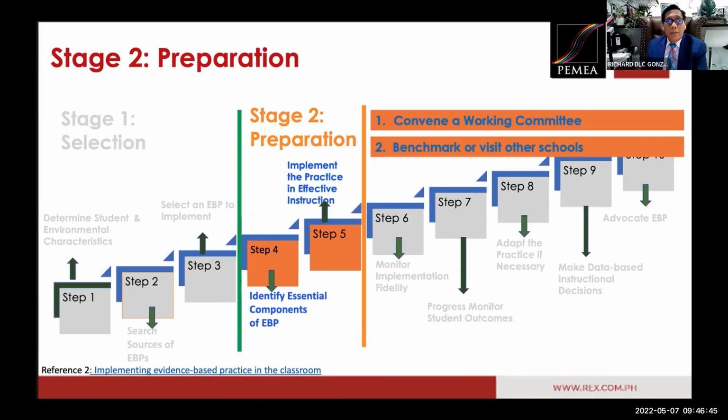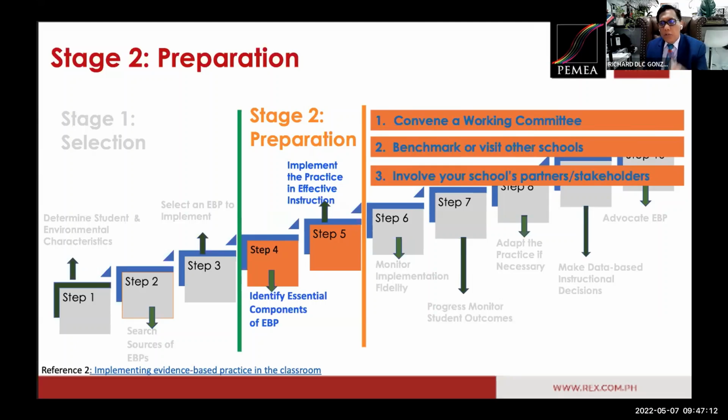And also the third one is involve school partners and stakeholders. Tap the resources of REX and PEMEA, for example, because your partners and stakeholders should help you, or can provide support and direction at this stage.